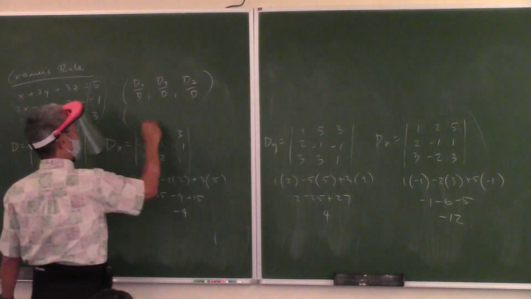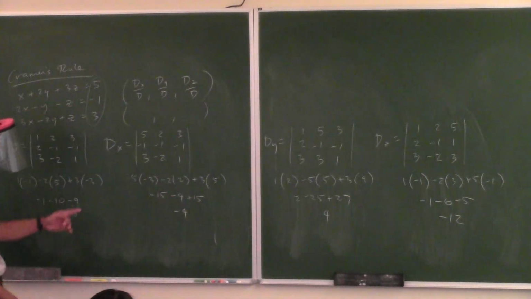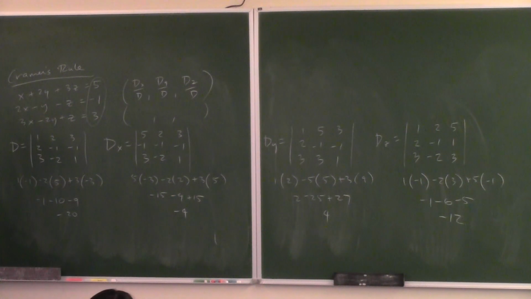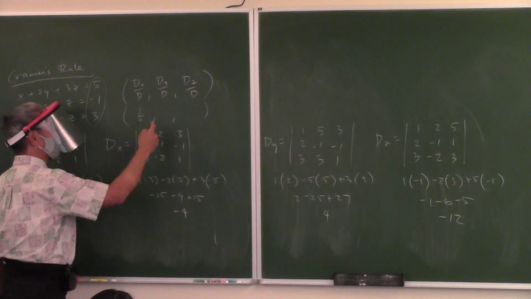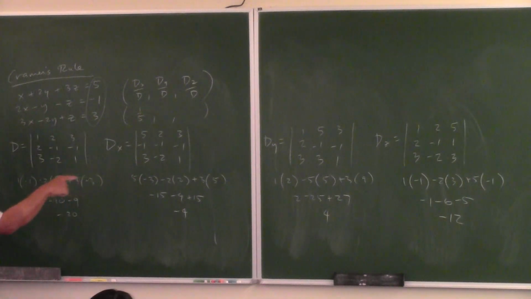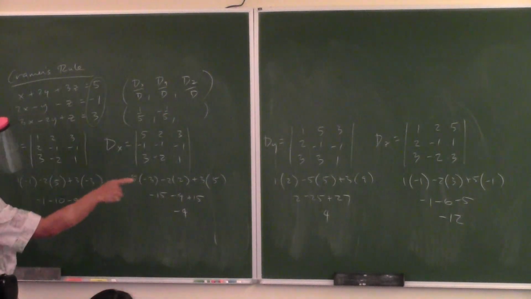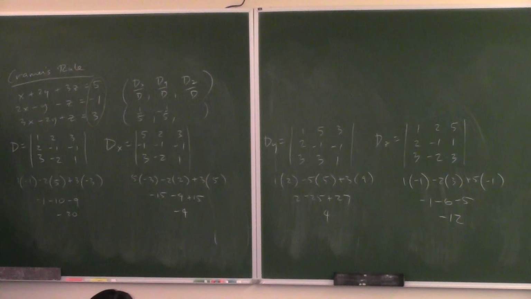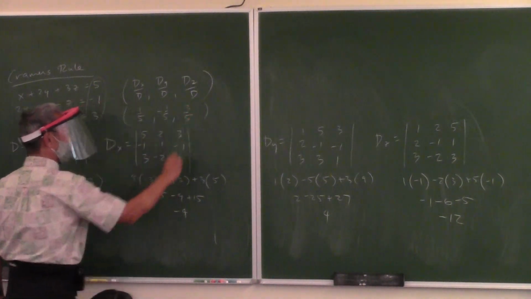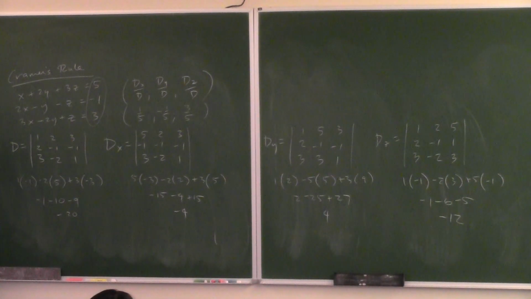Okay, so what's the answer? What is the point where these 3 planes intersect? What is d sub x over d? 1/5. Oh, God. See, you guys pick wrong numbers. D sub y over d. Negative 1/5. I guess it could be worse. And then d sub z over d. See what happens when you get fractions? 3/5. 3/5 or 3/4? 3/5. What are you talking about? And there you go. That's the point where those 3 planes intersect. This is called Cramer's rule.